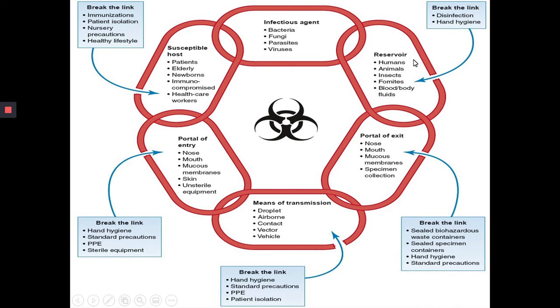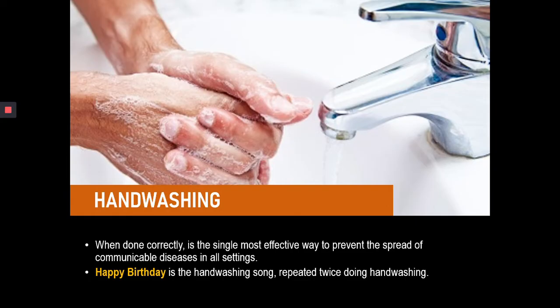I have mentioned earlier that in order for an infection to occur, there must be a consistent link between these components. But our goal here is to actually break the chain of infection. And the only way to break the chain of infection is through hand washing. So hand washing, when done correctly, is the most effective way to prevent the spread of communicable diseases in all settings. So we need to sing the happy birthday song when we perform hand washing. You have to sing it twice while doing the hand washing activity.